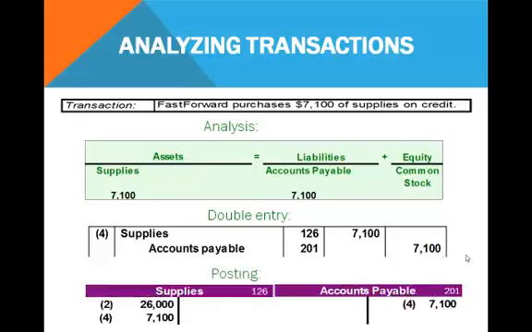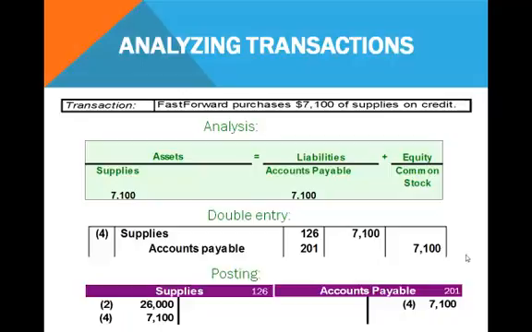Now let's post the transaction. The general ledger account for supplies increased by $7,100, so the amount is placed in the debit side of that account. The accounts payable account, a liability, increased by the same amount, so we place it on the credit side of the general ledger account.